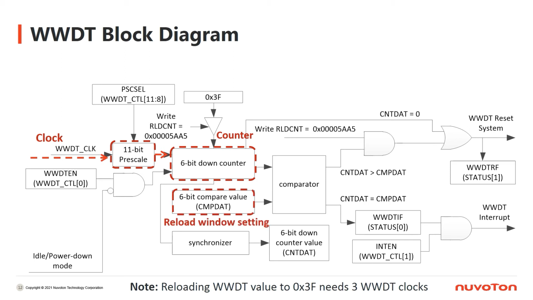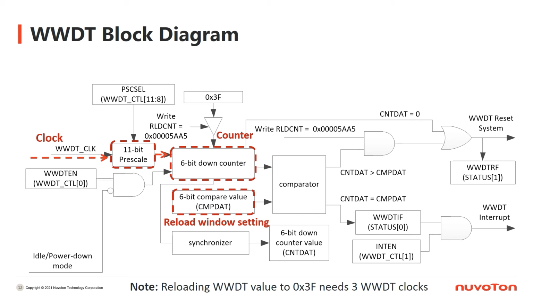It is used to define the range that is able to reload when feed dog happens. For example, if CMP-DAT is hex value 20, it means that the window range is from hex value 00 to 20. In this window, if the feed dog behavior happens, it will reload the counter to hex value 3F.